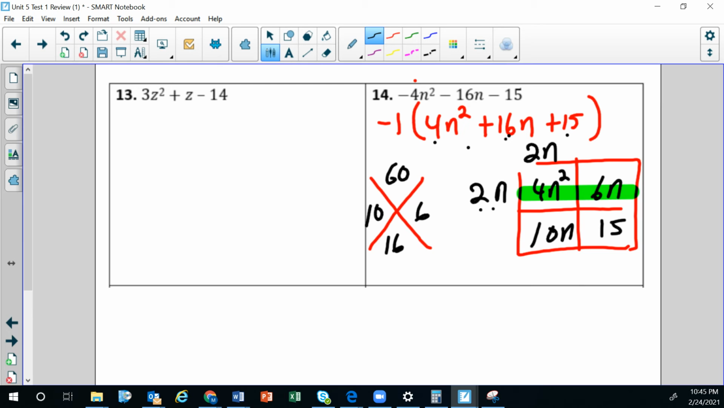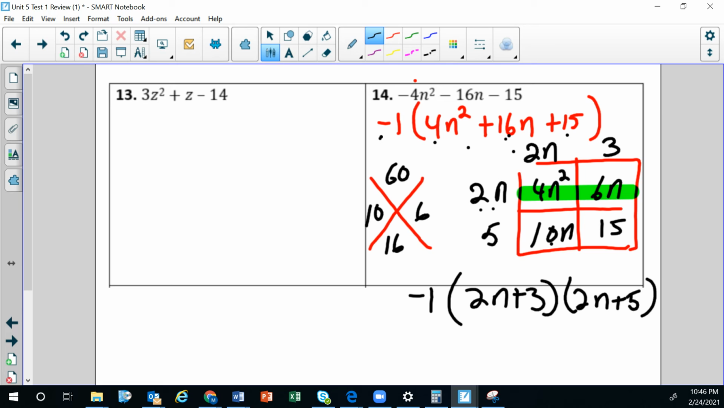Now what times 2n gives me 6n? That is 3. And what times this 2n gives me 10n? That is 5. All right, so my answer now is going to be -1. Don't forget this -1 right there. -1, and then in parentheses, 2n plus 3 and 2n plus 5. Okay, so that is your answer right there. Oops, that's like a 7 right there. Plus 5. All right.